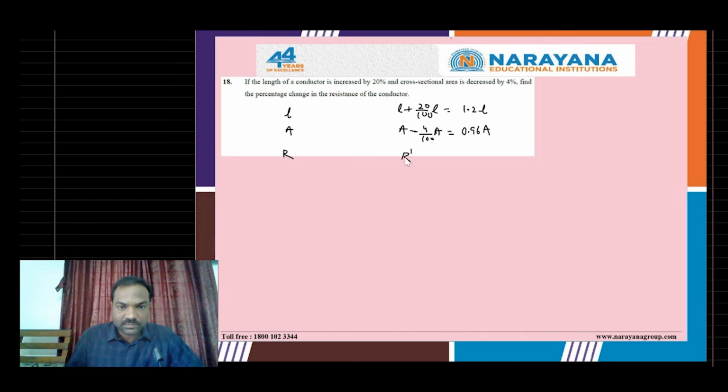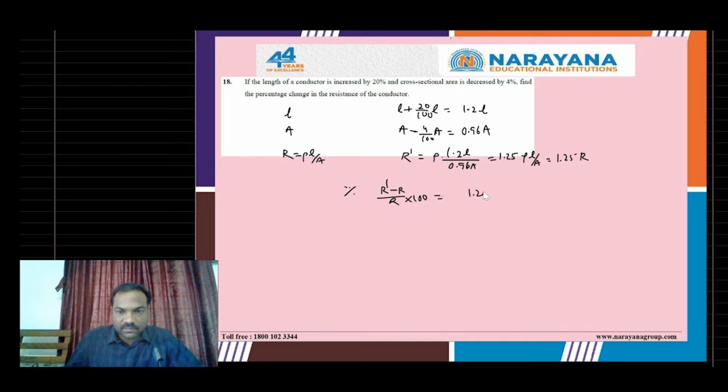Resistance value is R. Now you can write resistance as rho into L by A, direct formula. Then R dash goes to rho into 1.2 L by 0.96 A. So it comes out to be 1.25 into rho L by A, which is nothing but 1.25 R. Then what is the percentage change? The percentage change will be R dash minus R by R into 100, which is 1.25 R minus R by R into 100. You will get nearly 25% increase in the resistance of the conductor.